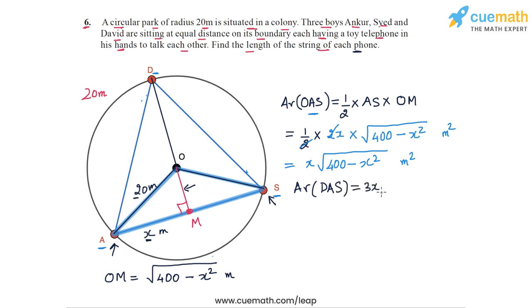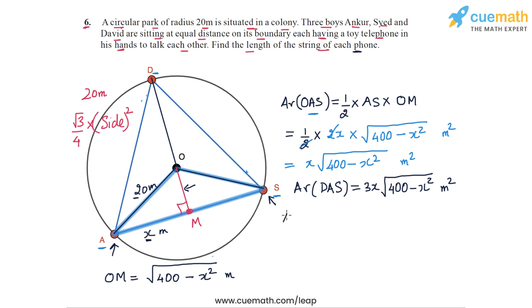So we can write it as 3x times root of 400 minus x square, these many meters square. So this is the area of the equilateral triangle. Now the interesting thing is we can also write this same area in a different way. We know that the area of an equilateral triangle is root 3 by 4 into side square. This is the expression to calculate the area of any equilateral triangle.